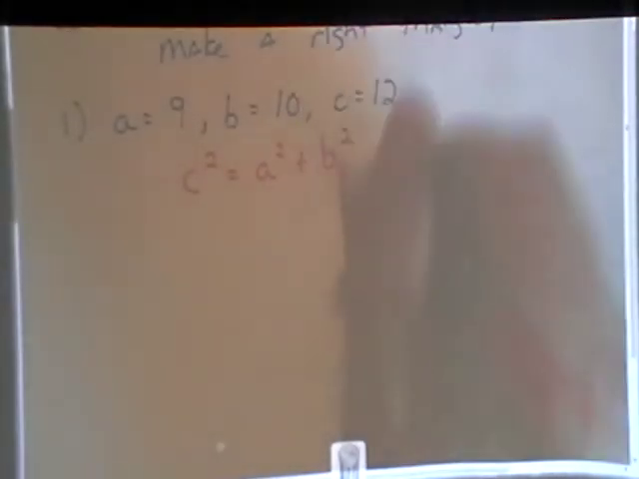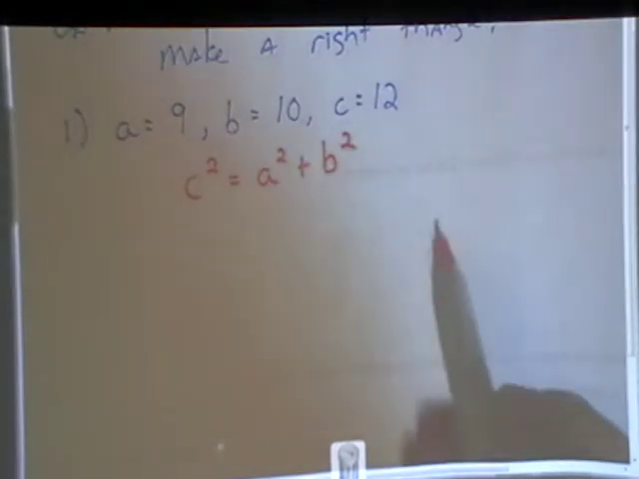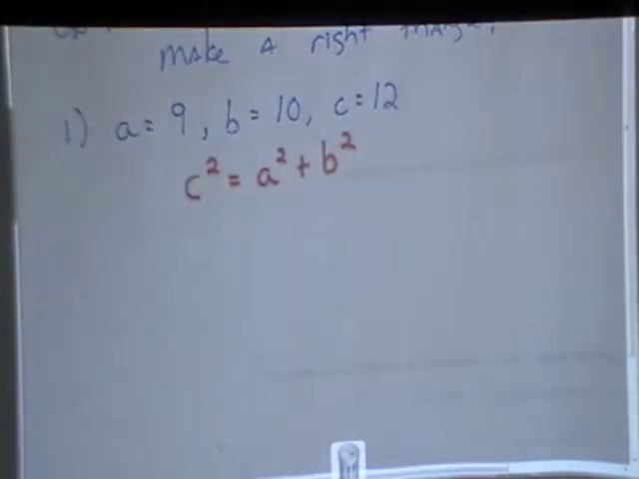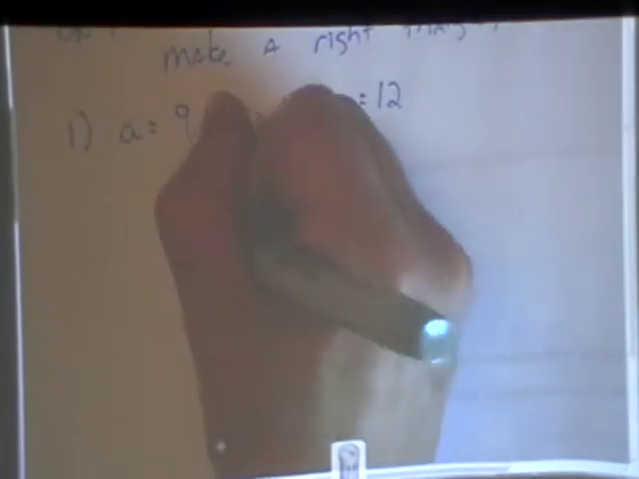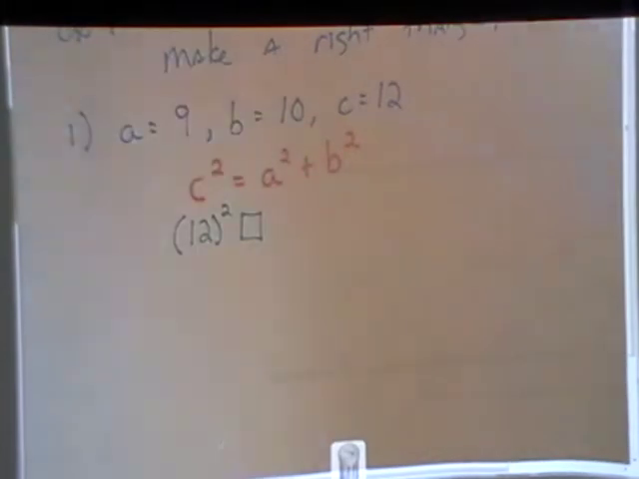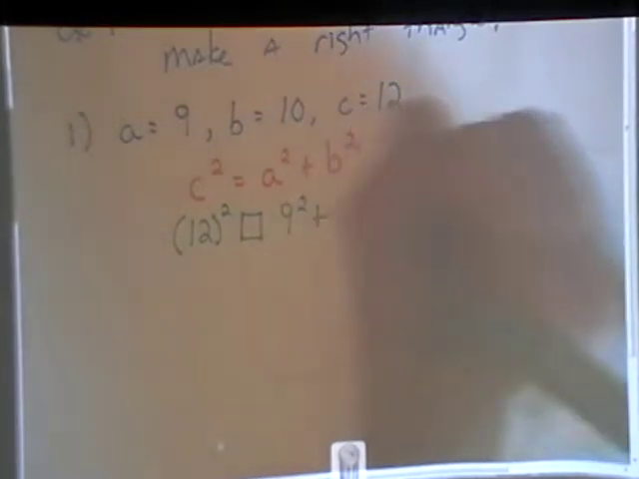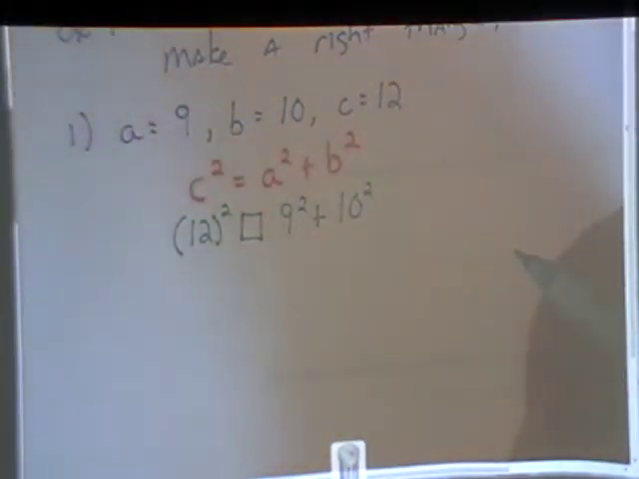So, think in mind that we need C squared equals A squared plus B squared. And what you're trying to do is find out, is this equation true with these numbers? So, what is C? C is 12. So take out C and put in 12 squared. Now, I'm going to take out my equal sign and I'm going to put in a little box because my question is, what goes in that box? Now, A squared, they said, was 9 squared plus 10 squared. Alright, let's work it out.